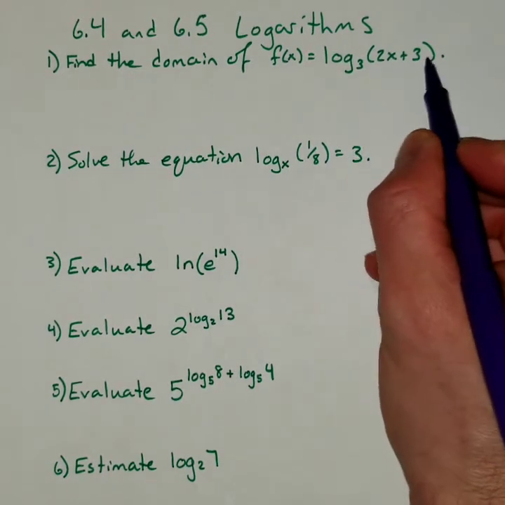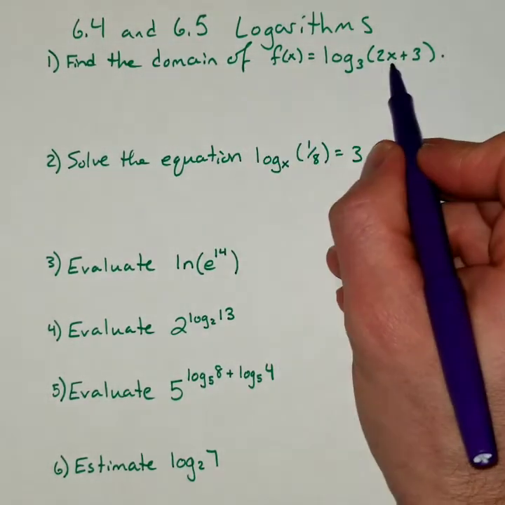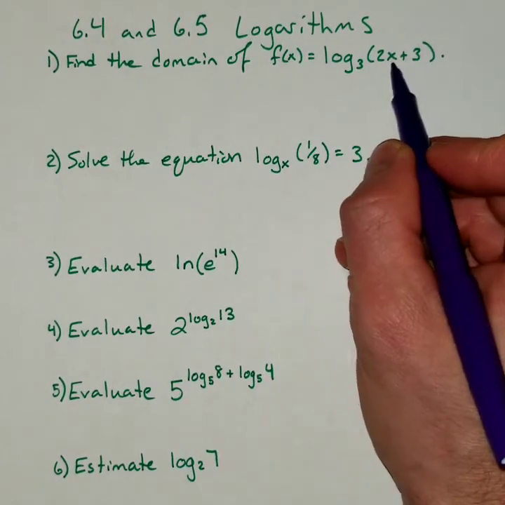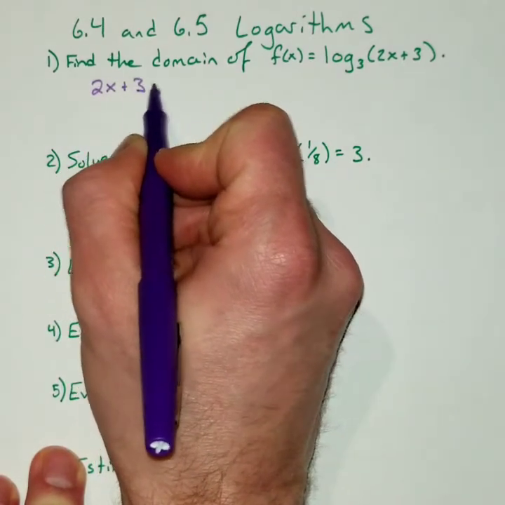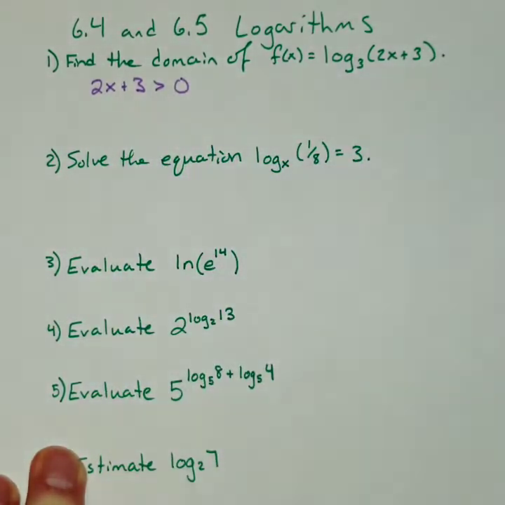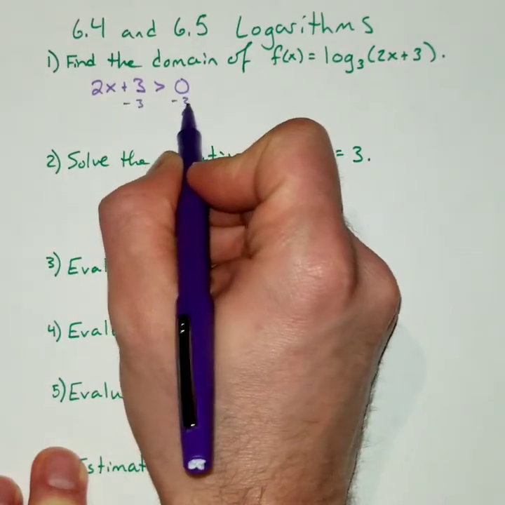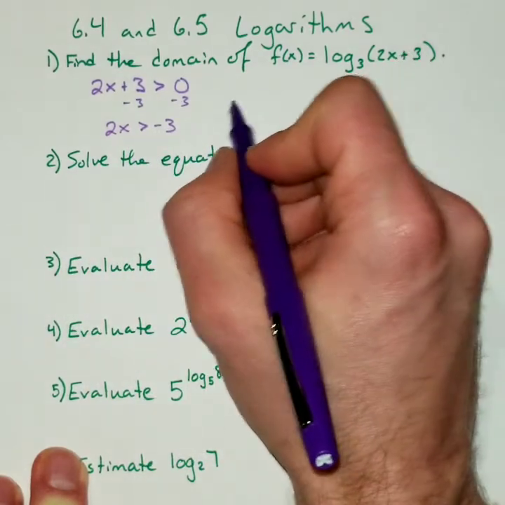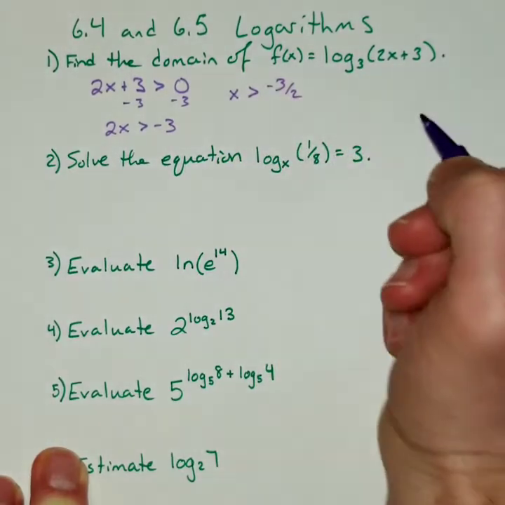So the stuff that goes into the log here has to be positive, which means the x value has to be any numbers that make the whole argument positive. So what we're going to do is take the argument, set it greater than 0, because it has to be positive. It cannot be negative or 0. And then we're going to solve that. So you subtract your 3, you get 2x is greater than negative 3, and of course when you divide out the 2, you get x is greater than negative 3/2.